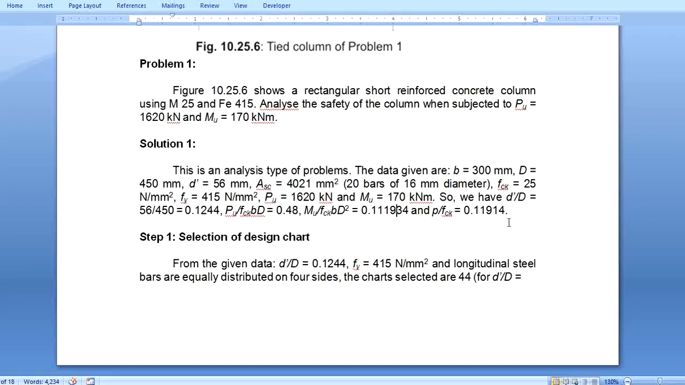Now, based on all these values we need to select the design chart, and based on the selected design charts we need to design the column. I will stop here. I have discussed the given data, and I will continue with this problem in the next session.